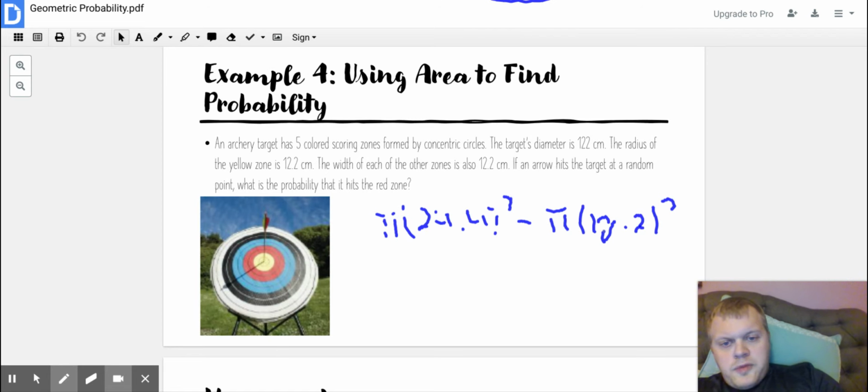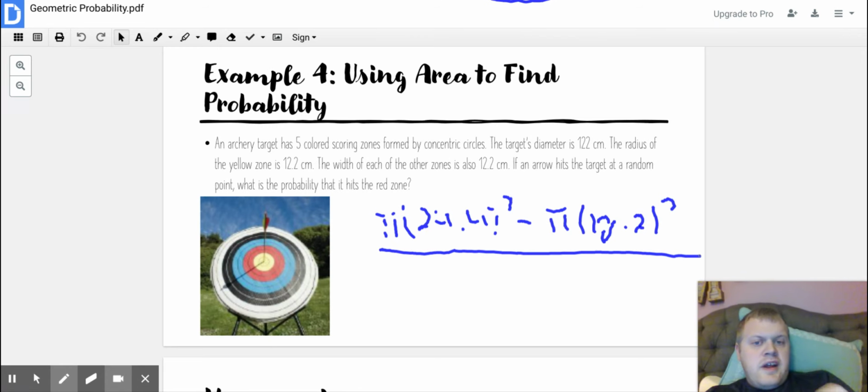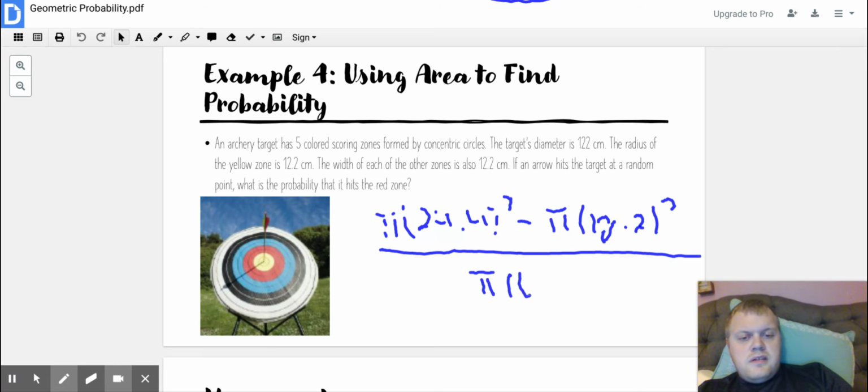Over the whole thing there. So that's our part. Over the whole thing there would be, since our diameter of the entire archery target is 122, the radius for that is going to end up being 61. So that one's going to be pi times 61 squared.